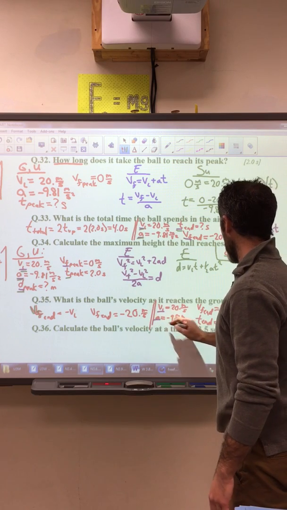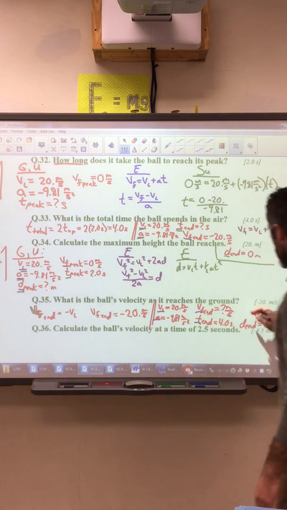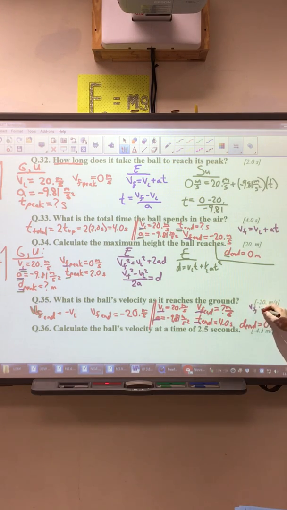If you choose VI, A, VF, and T, it works out to that nice, easy VF equals VI plus AT. Makes sense, by the way. Good. So VF over here equals VI, that's 20, plus negative 9.81.